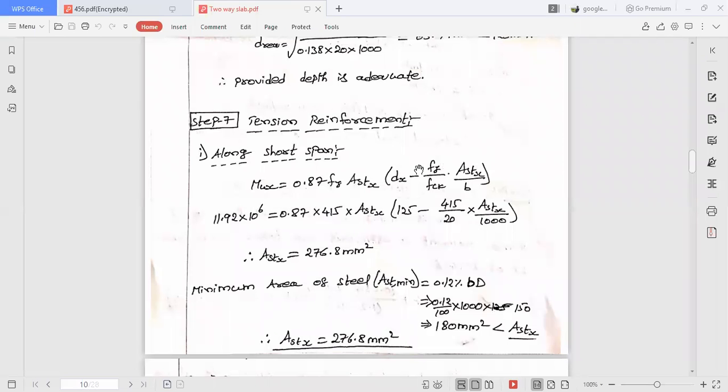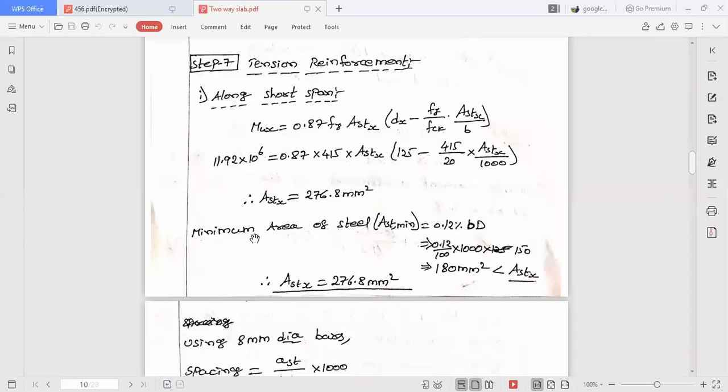Which is the T into Z formula. So after substituting all these values, we got AST X, which stands for middle tension steel reinforcement along short span, which is 276. But as per the code, what is the minimum steel we have to provide? This 276 is as per design. But as per code, minimum AST is 0.12% of BD, which is 180 mm square.